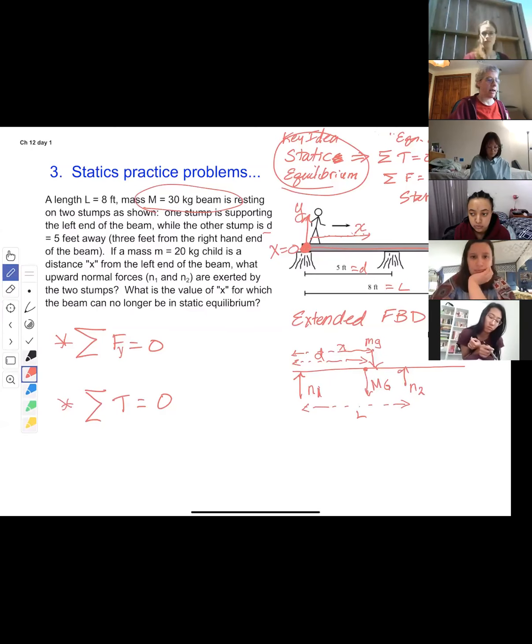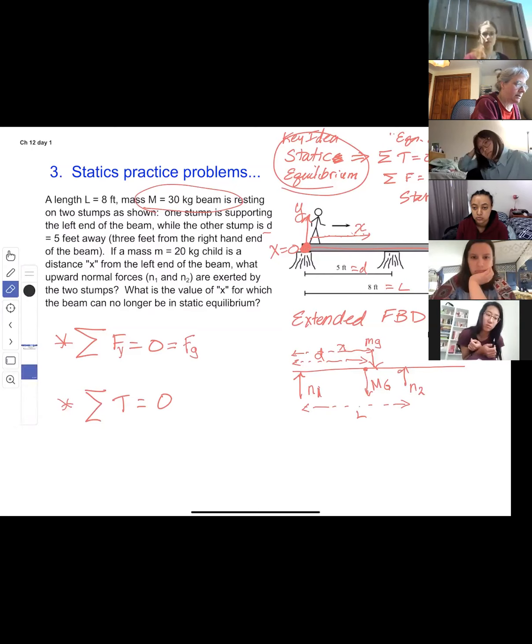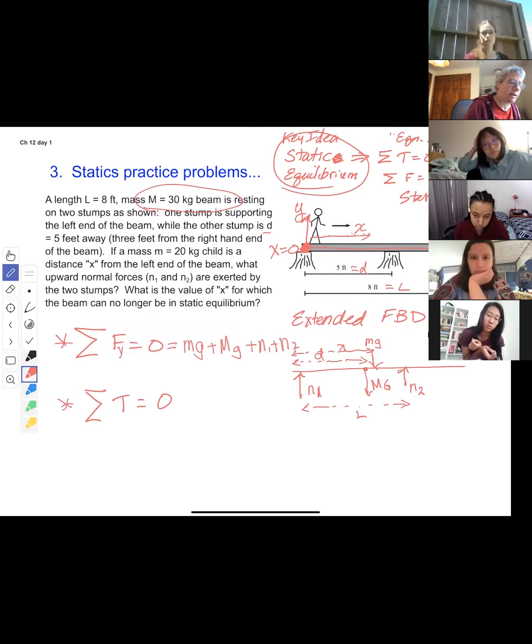Yes. Okay. What did you all do for that? We know that we have the force of the child going down and the force of the log pushing it down, and then the normal forces of the two logs are pushing it back up. So the sum of the forces is the gravitational force of the child, the gravitational force of the log, and then the normal forces of the two stumps. Is that right?